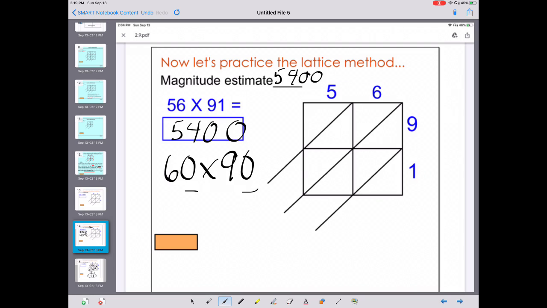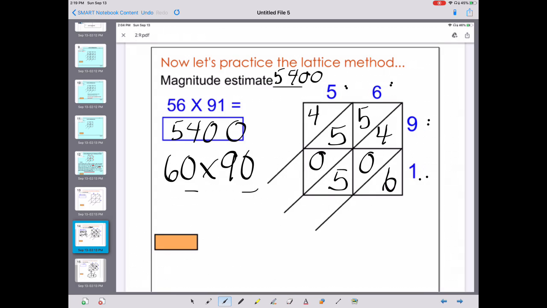Now let's multiply and see. 9 times 6 is 54. 9 times 5 is 45. 1 times 6 is 6. 0, 6. 1 times 5 is 5. So 0, 5. If I put it the other way, it'd say 50.